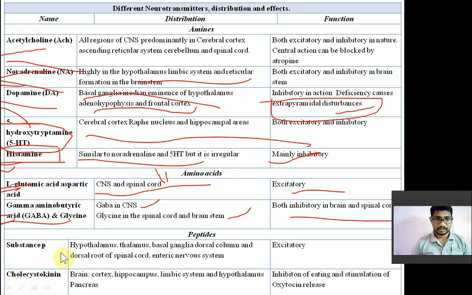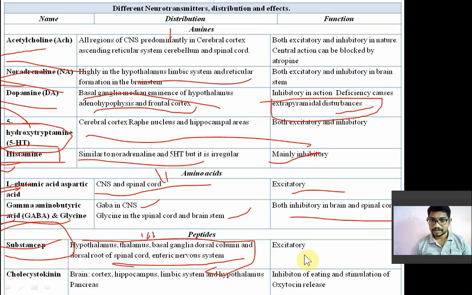Substance P, the third category of neurotransmitter, is a peptide. The first one was the amines, the second was amino acids, and the third one is peptides. For example, substance P is found in the hypothalamus, basal ganglia, dorsal column, and dorsal root of spinal cord, and also in the enteric nervous system. It is excitatory in nature.